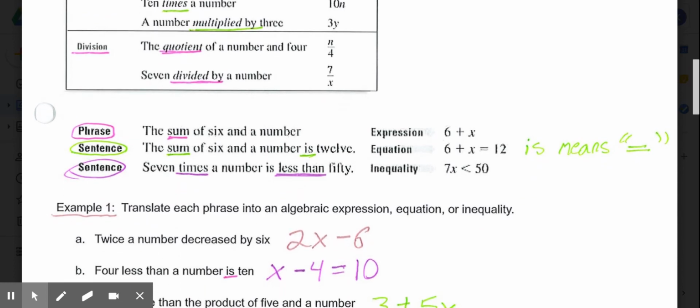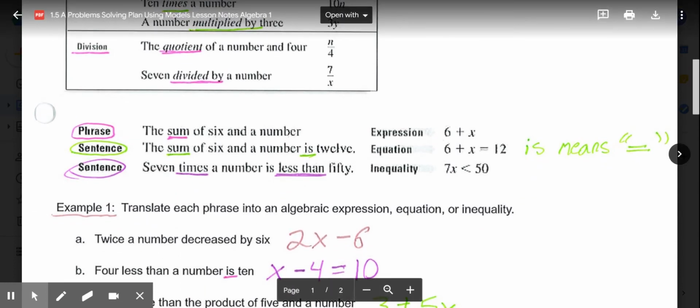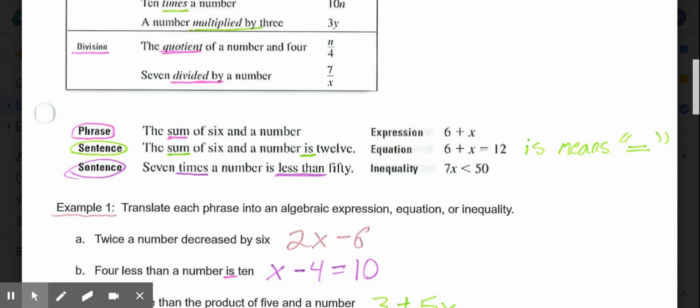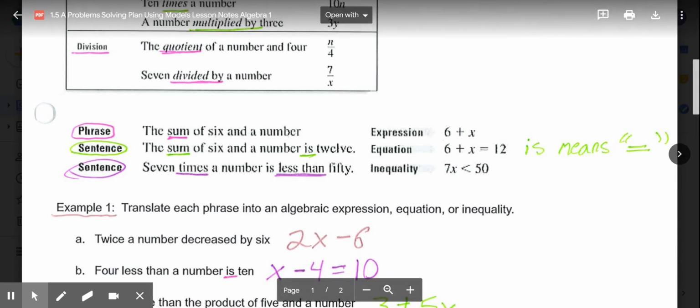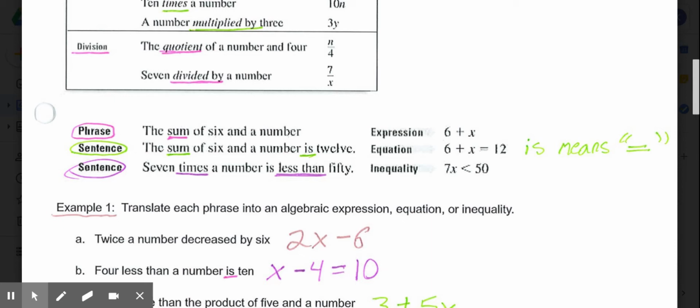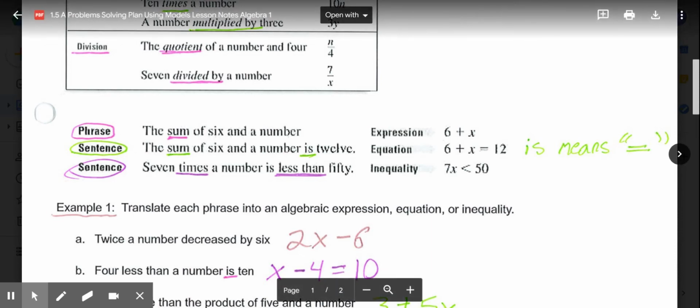This next little piece here, again, is just making sense of the fact that we could be given phrases or sentences, and we might end up with an expression, an equation, or an inequality. So the first phrase, the sum of 6 and a number. If there's no phrasing here that says is something or is less than, is greater than, we're just an expression. So in this case, the sum of 6 and a number is the expression 6 plus x.